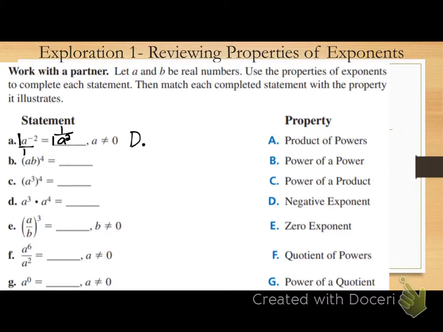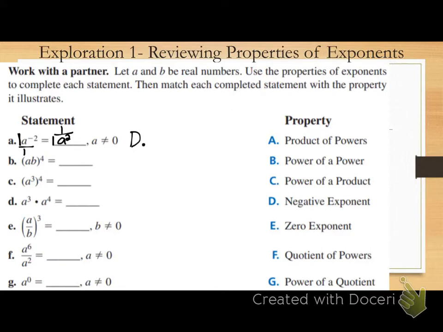Letter B. I have AB to the 4th power. What is my answer though? Don't tell me the property. I want the answer. It's B. Sorry. What does AB to the 4th power equal? A, B, C.